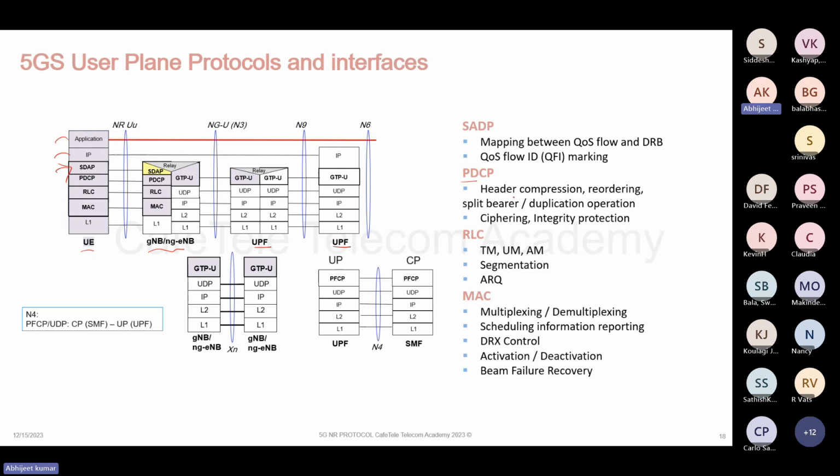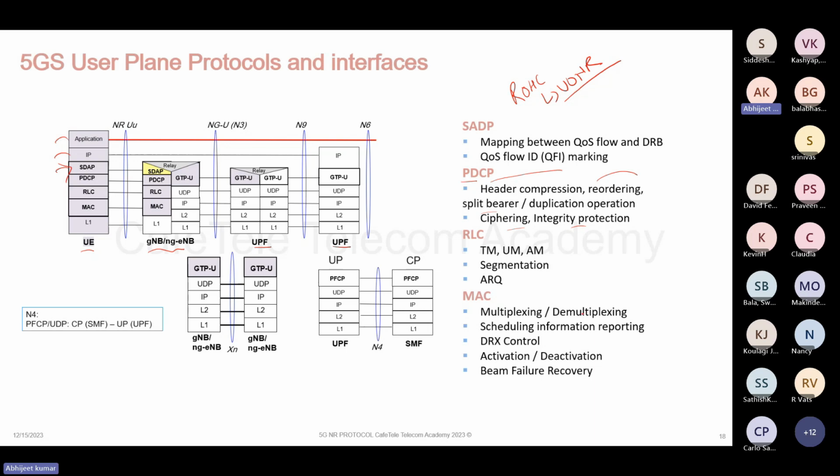Second, PDCP: header compression, reordering, split bearer, duplication, ciphering, integrity. PDCP performs IP header compression so that we can reduce the overhead and improve the transmission efficiency. That's why we apply the header compression. We apply this header compression in the form of ROHC, mainly for VoNR.